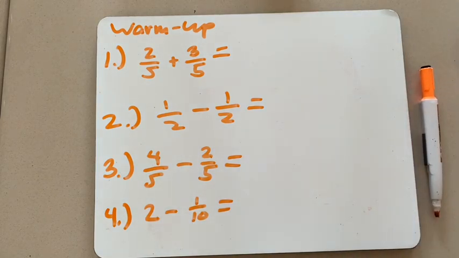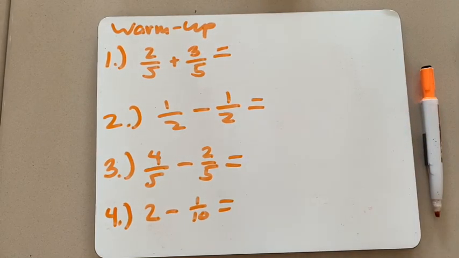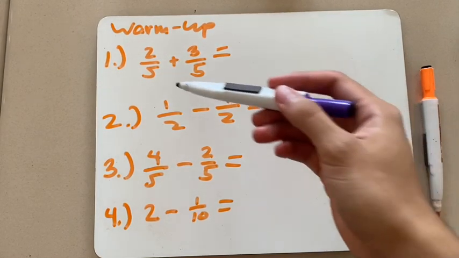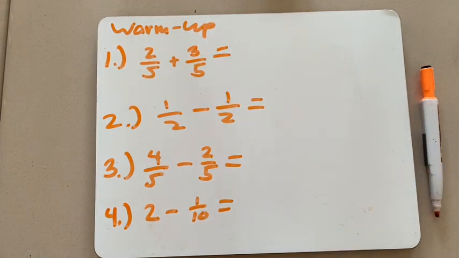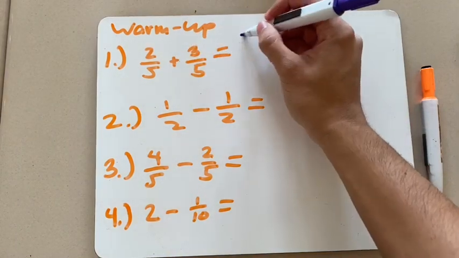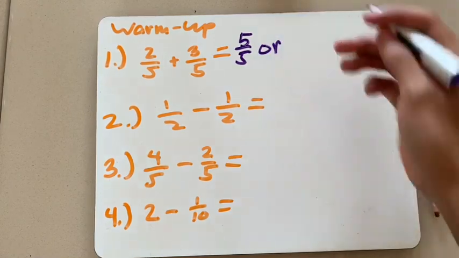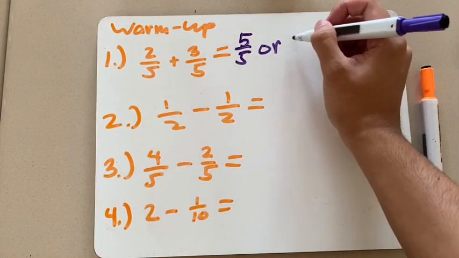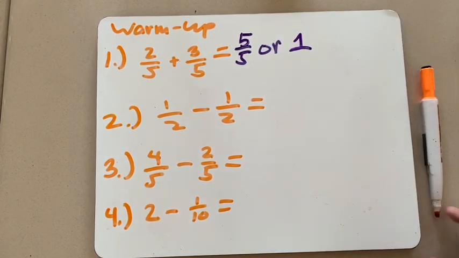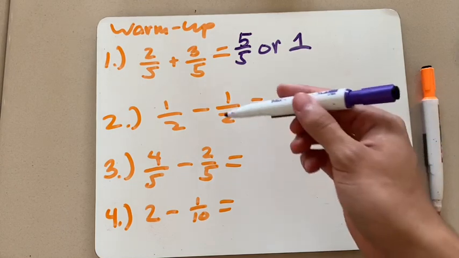All right, so number one says 2 over 5 plus 3 over 5. You need to make sure that your denominators are the same. In this case, they are. So we can go ahead and add 2 plus 3, that's 5. 5 over 5. What's another way we can rewrite that? That's simply 1. Exactly. All right, let's move on to number 2. Again, make sure that your denominators are the same. Are they in this question? Yes, they are. So you can go ahead and subtract.